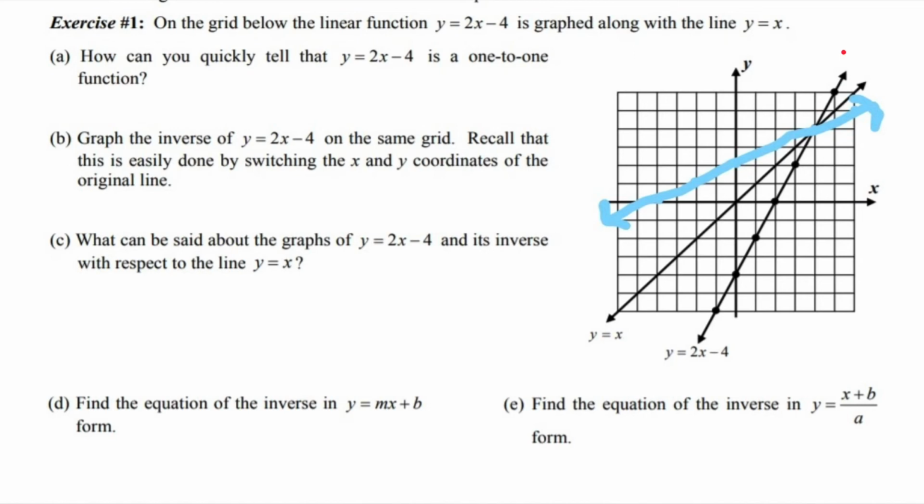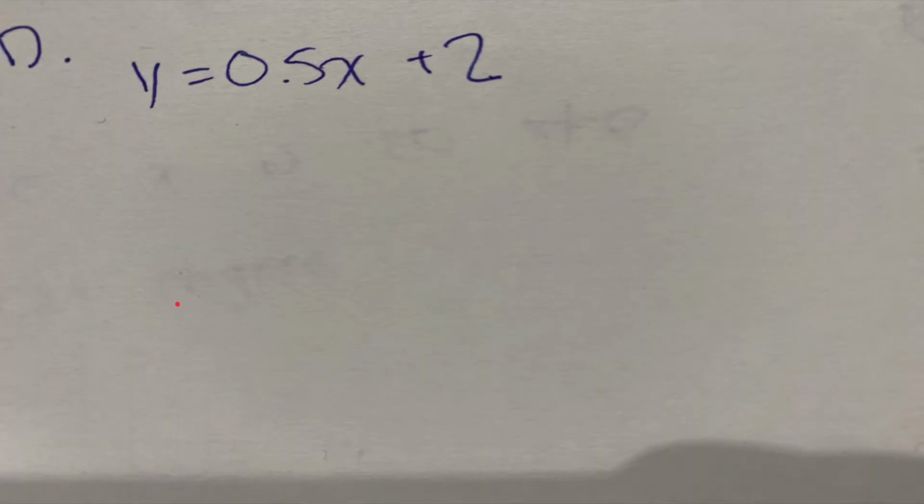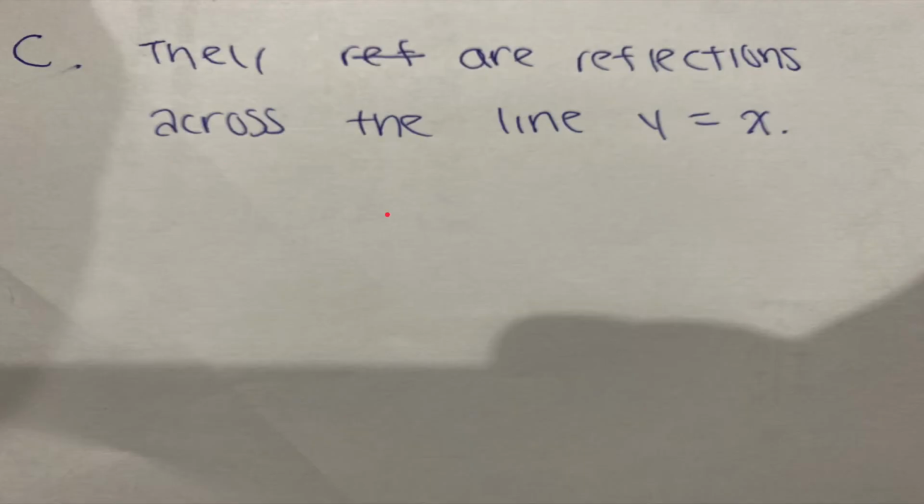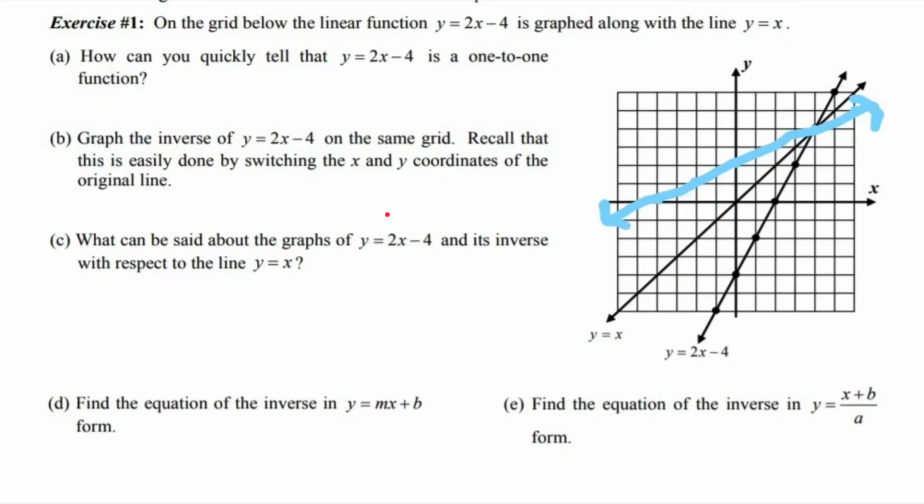Give it a second. Okay, moving on to part C. It says, what can we say about the graphs of y equals 2x minus 4 and its inverse with respect to the line y equals x? We can say they are reflections across the line y equals x. When we go back here, we just see they're reflecting over this exact line right here, y equals x. Since they are inverses, they are reflecting over it.